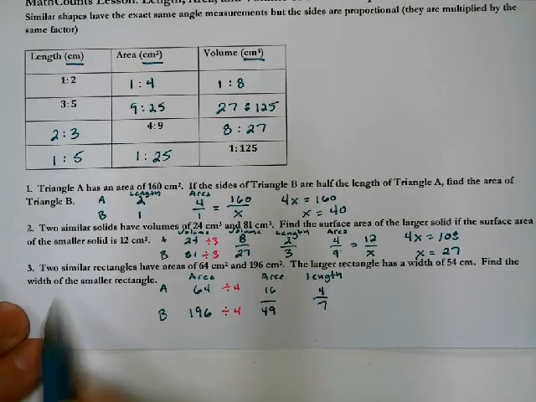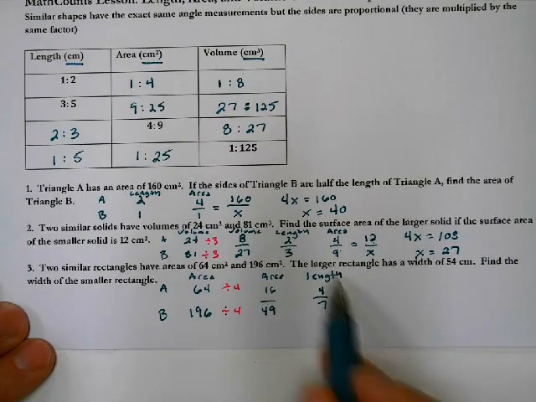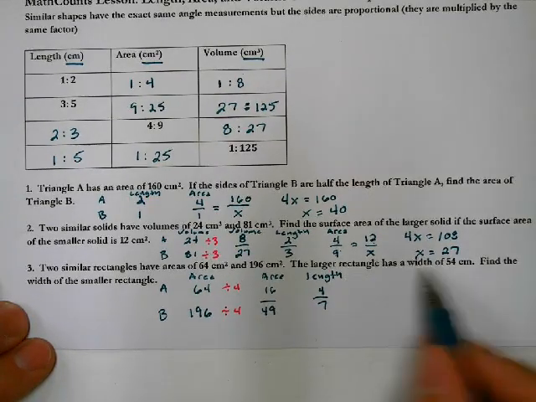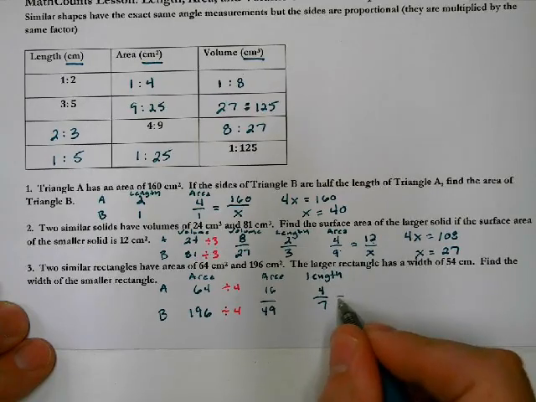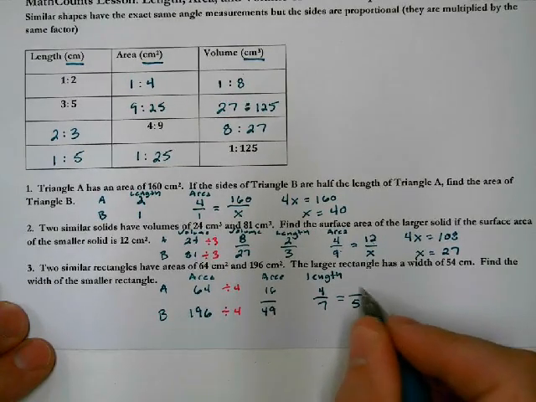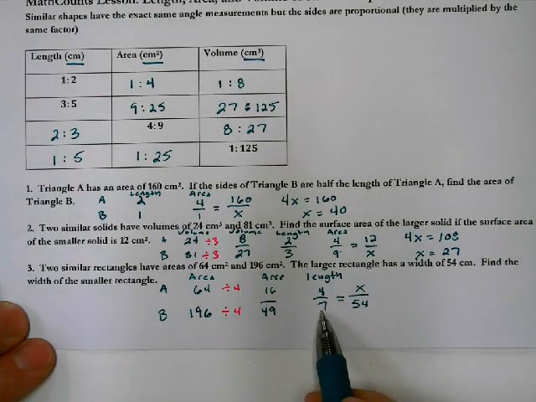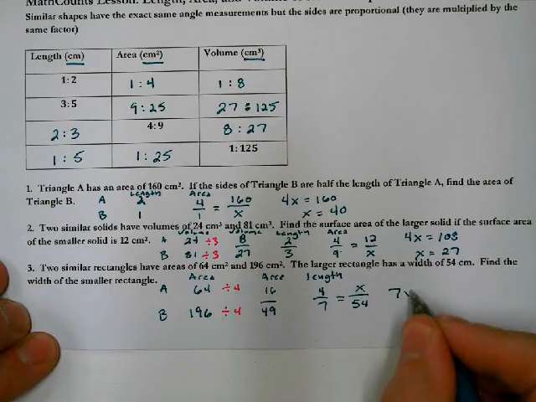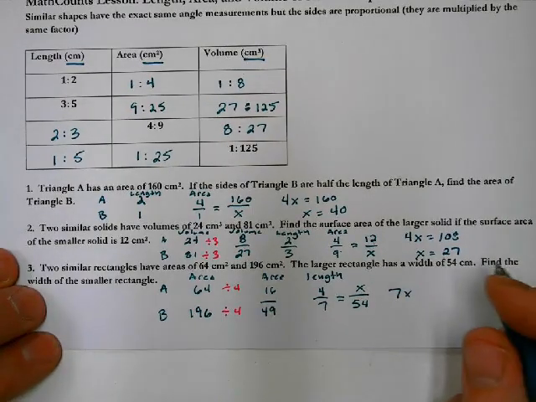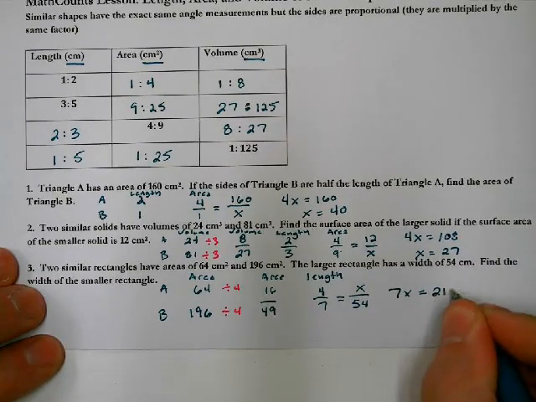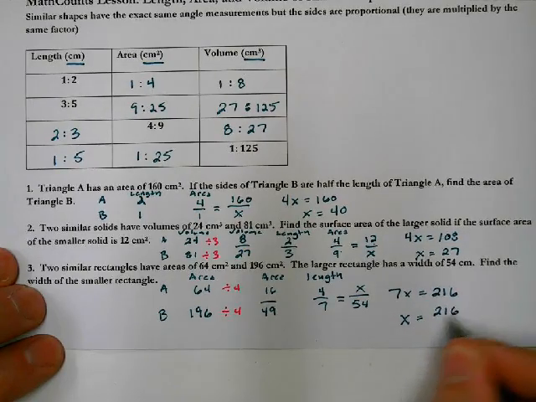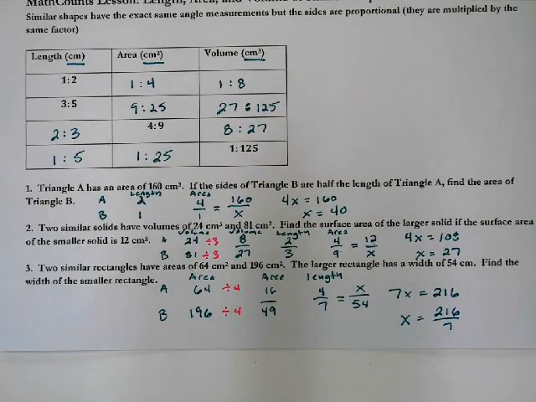They want us to find the width of the smaller rectangle. So we're looking at length here, or width, it's going to be the same ratio. We know that the larger one has a width of 54. So the larger one, width of 54. And we're looking for the smaller one. Now this one, there is no whole number that when you multiply by 7 gives you 54. So let's just do cross products on this one. 7 times x is 7x. 4 times 54 is 216. We divide by 7. So as an improper fraction, our answer would be 216 over 7.